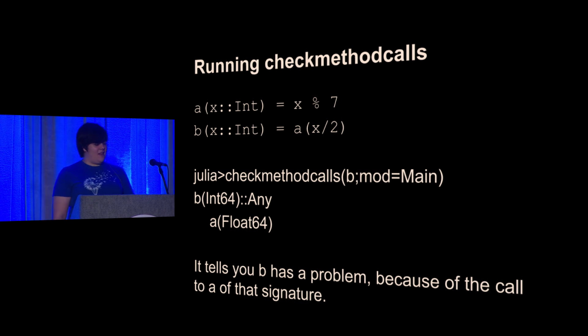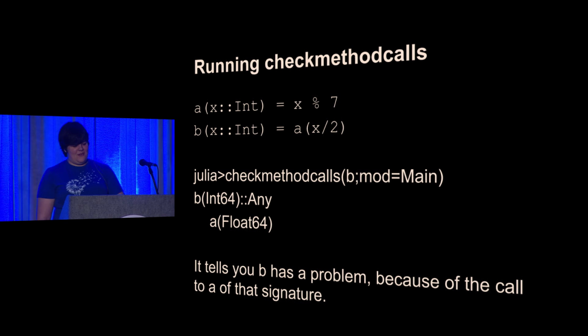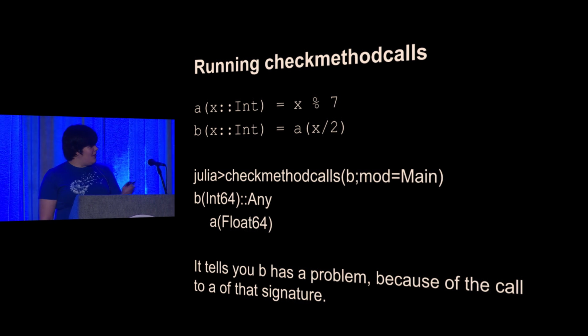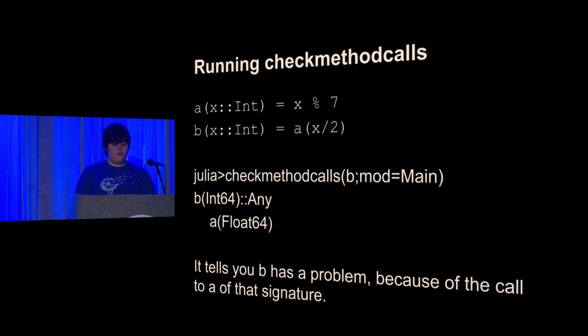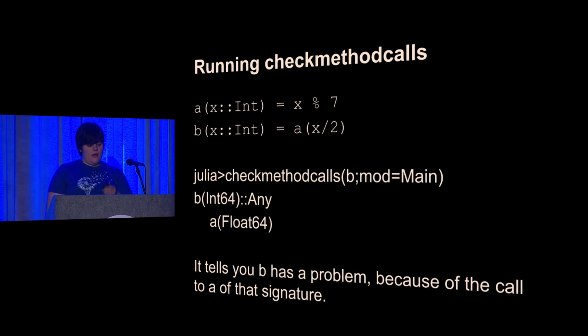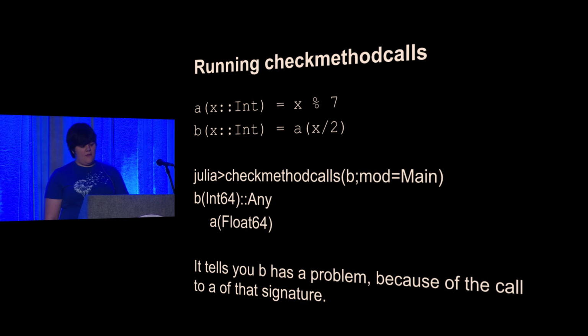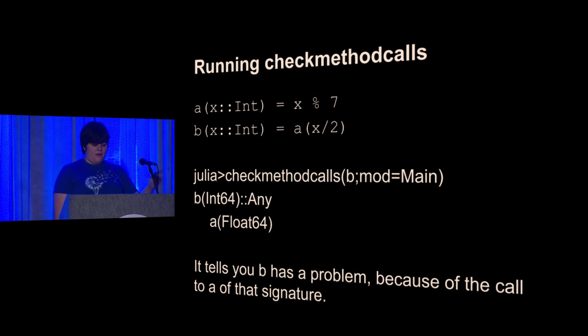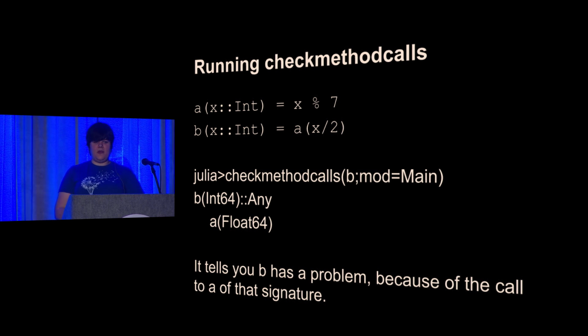So if you too want extra credit for filing obscure issues, this is how you run check method calls. So we have A and B, and I'm running it on B. You set the module. I haven't quite figured out some of the namespacing issues, but you set the module name to the name of the library you're testing: Base for Base, Main if you're in the REPL defining these things. And so it tells me B has a return type of Any, and it has this problem where it's calling A of Float64. It does not have a return type on A because we don't have a method of A, so we can't infer a return type.